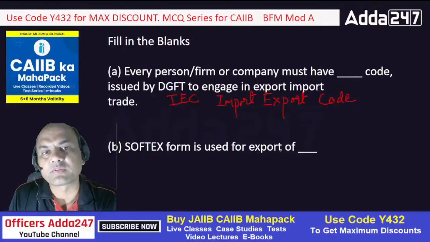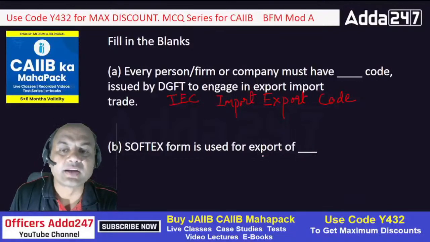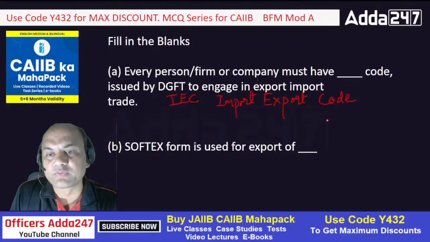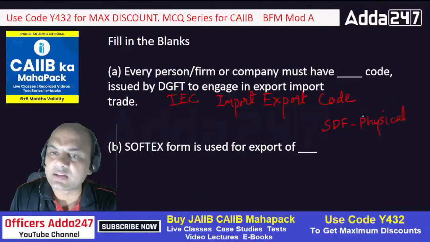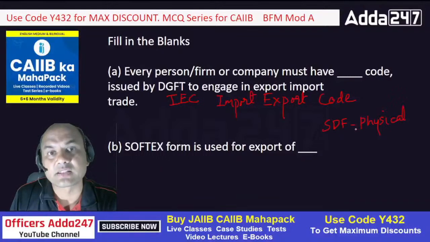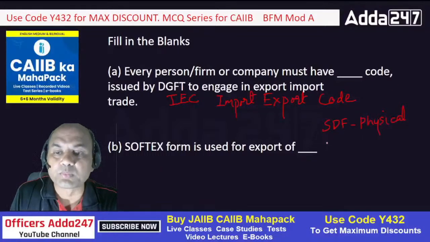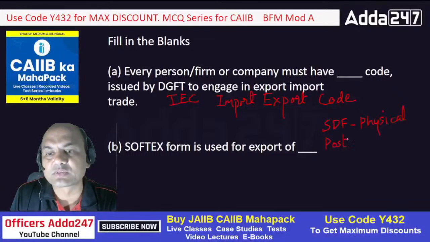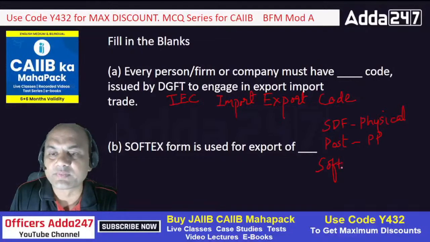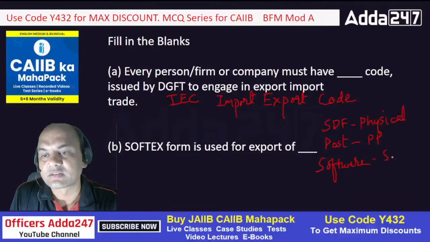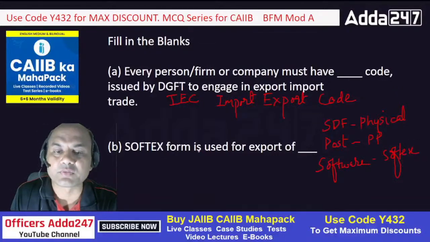Softex form is used for the export of dash. So where is Softex form used? It is used for the export. Okay, let me. SDF is used where? SDF is used for physical goods. Physical goods which are sent through ship or air or truck or anything, right? So there SDF is used, statutory declaration form. Then through post I use post parcel. Post means speed post or anything. If I send the goods, that's called PP form, post parcel form. And if I do software exports, I use Softex. This Softex form is used for software. Okay, so the answer over here is software.